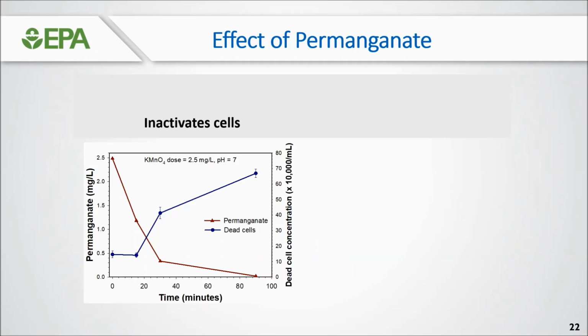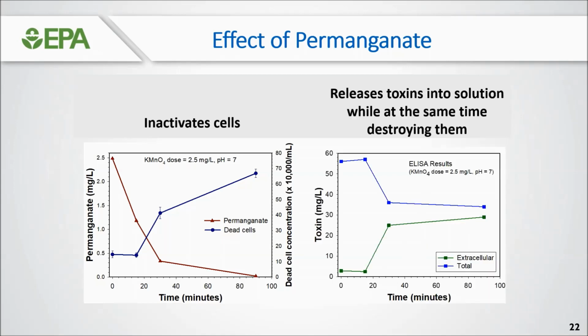So as the permanganate reacts over time and drops, the number of dead cells increases in this reactor in blue. When you look at the toxin, what's happening is the permanganate is destroying the cells and releasing the toxin into the water, the dissolved toxin, and then it's reacting with that toxin. So you can see the total toxins drop because the permanganate is reacting with it in the water in dissolved phase.